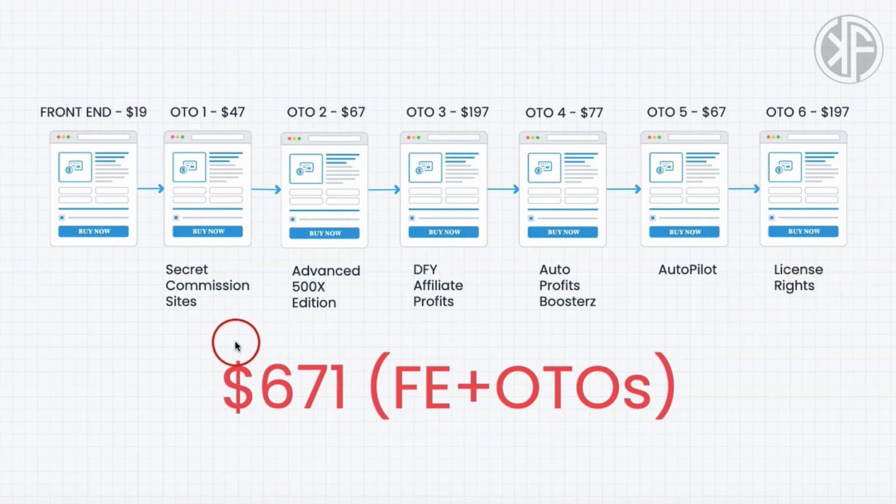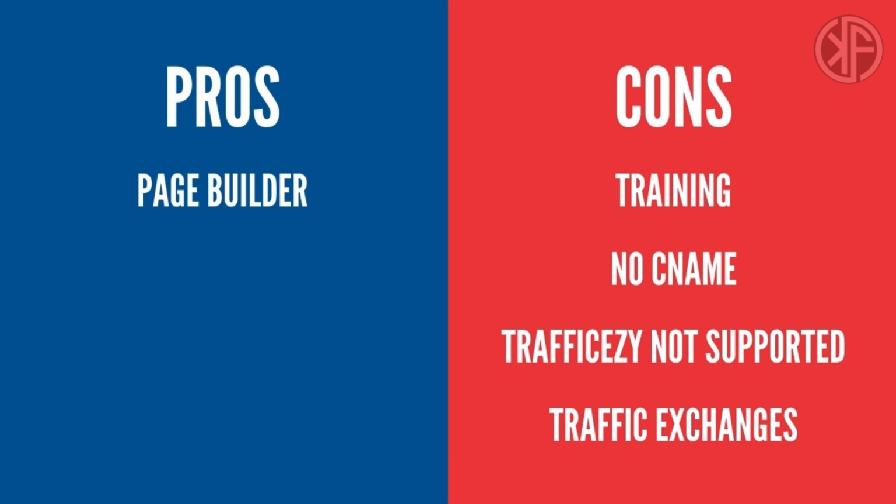Grand total, $671 if you decide to purchase the front end plus the OTOs. Okay, so that's quite an investment. Now, I want to go over my pros and cons of AffiliWeapon, and then I'm going to give you my personal opinion as to whether or not you should pick up this product. All right, so let's talk about my pros and cons.